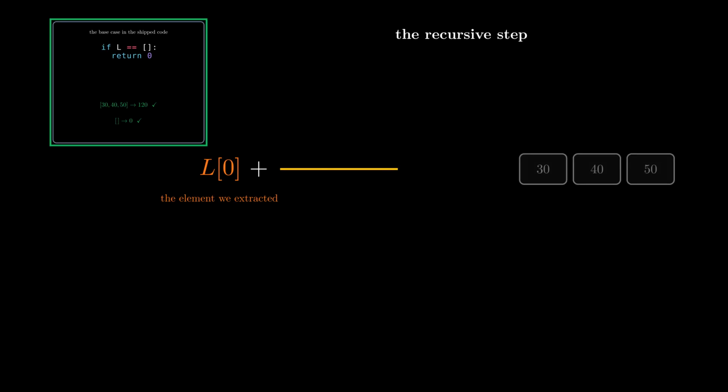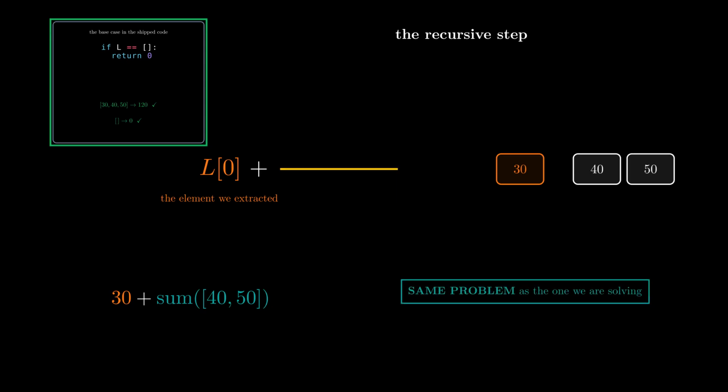Next, the recursive step. We extract the first element, L at index 0, and add it to something. In the example, the list is 30, 40, 50, longer than one element. We extract the 30 and add it to the sum of the 40 and the 50. That something is the same problem we are solving right now, only smaller. So the something becomes the very function we are writing.